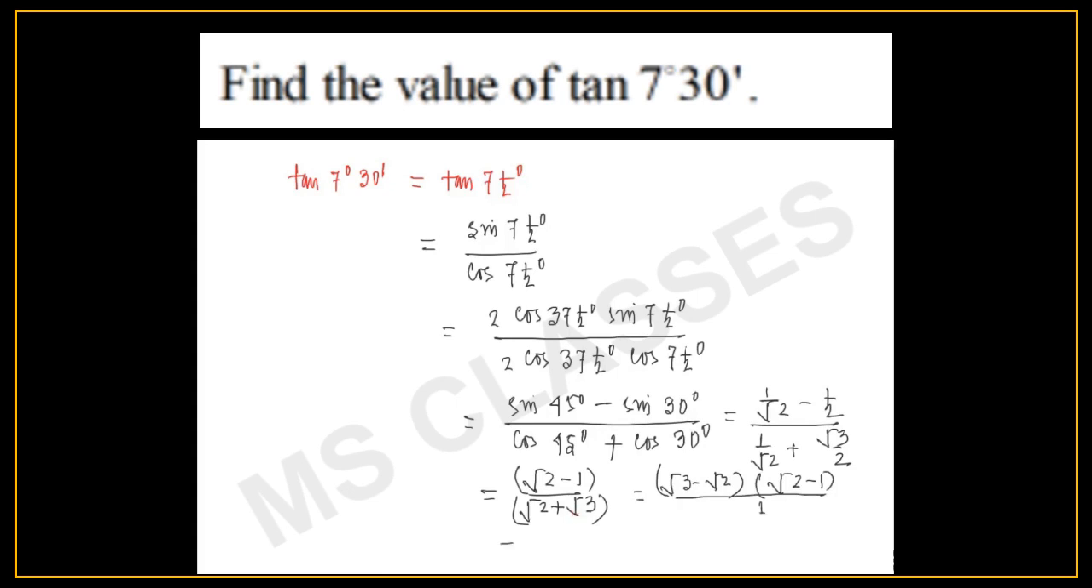On simplification this gives us root 6 minus root 3 minus 2 plus root 2. So here this technique of multiplying by 2 cos 37 and half helps us to reduce the sum in a very small number of steps. That is, it is reduced in a very simple number of steps.